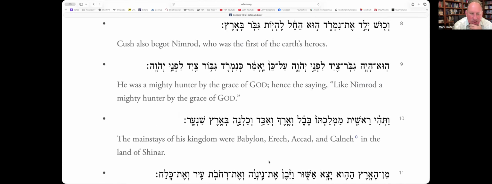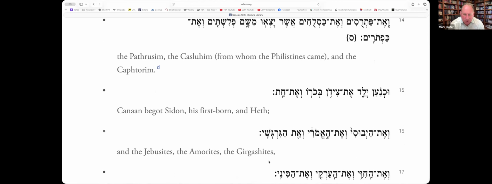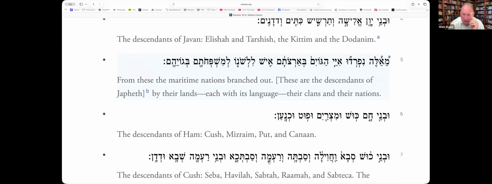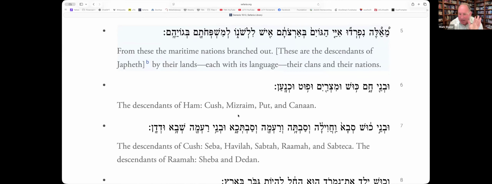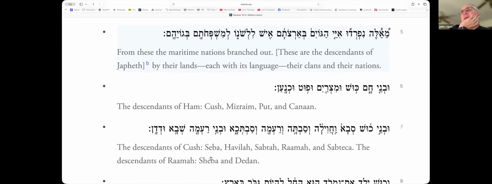Yeah, so stop right there. This is another example where we're going to get some next generations, but we generally don't get them unless they're going to be important. So we don't get all of Ham's descendants, but we get Cush right here because Cush has these clans, these people, and of course some of them become important later on. The Sabaeans are important later on. Sheba, the Queen of Sheba, which I believe is probably Yemen.